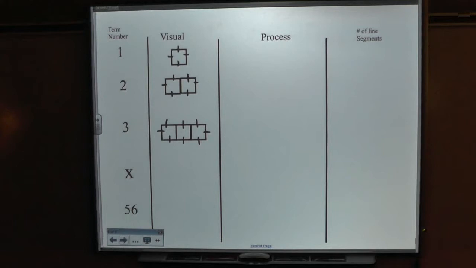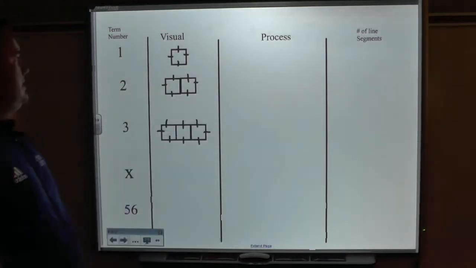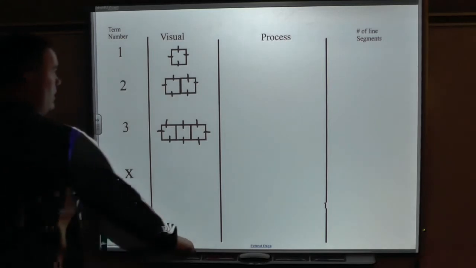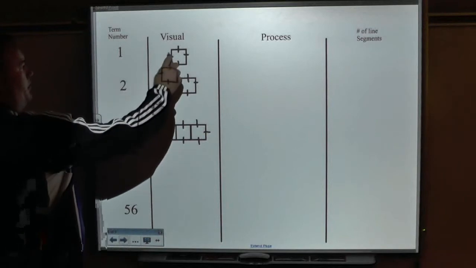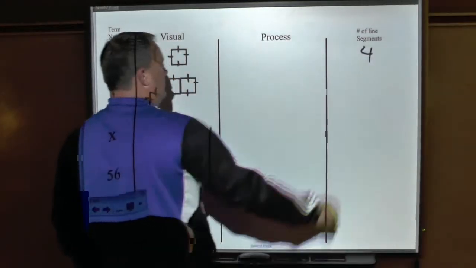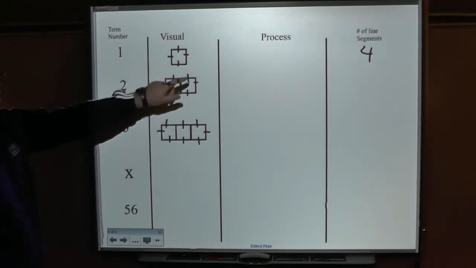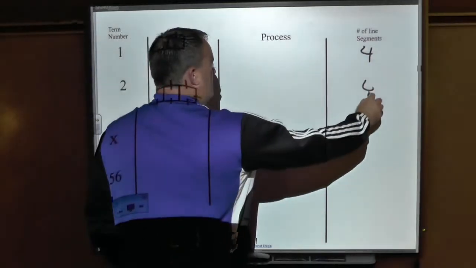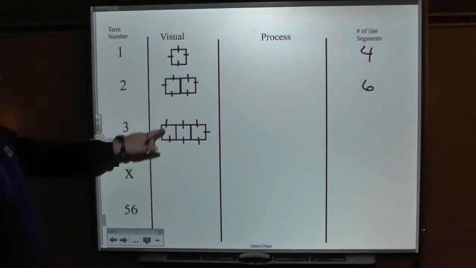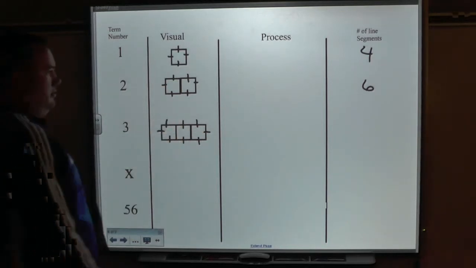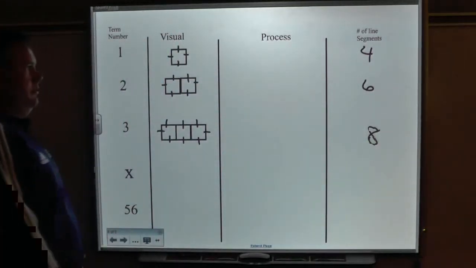Alright. So, we've got another one here. So, here's your visual. First thing. Term numbers. So, this is your domain. We're trying to figure out the number of line segments. So if you got one box, that's what we have here, one square. How many line segments for each one? 1, 2, 3, 4. There you go. For number 2, there's 2 boxes. 1, 2, 3, 4, 5, 6. 6 of them. For the next one. For 3 boxes, 1, 2, 3, 4, 5, 6, 7, 8. So that gives us 8 segments.